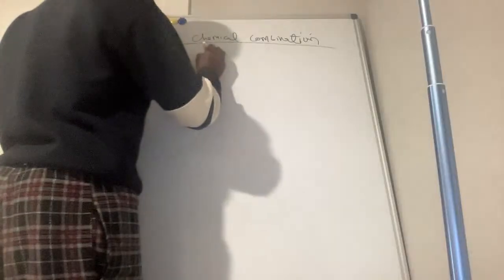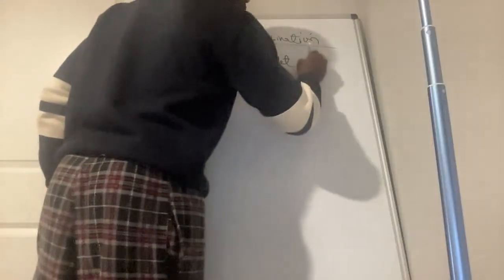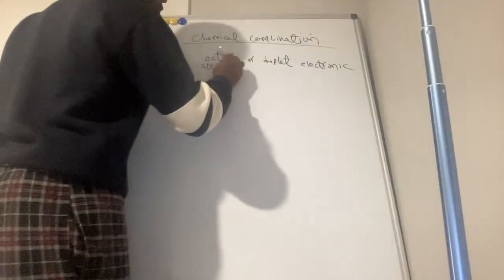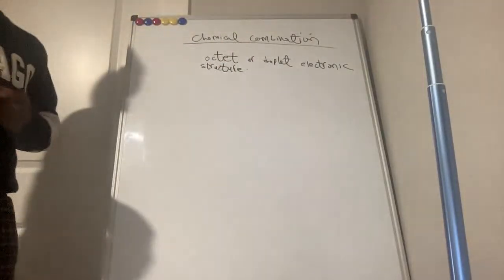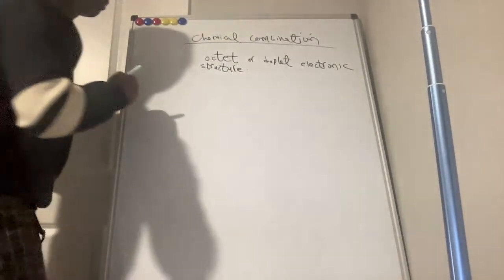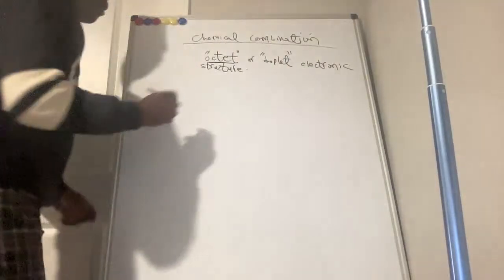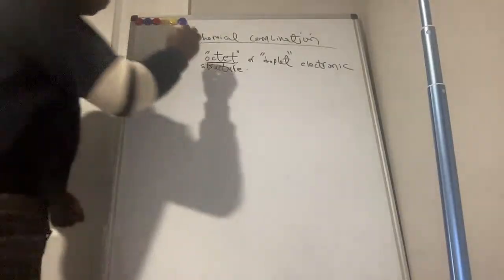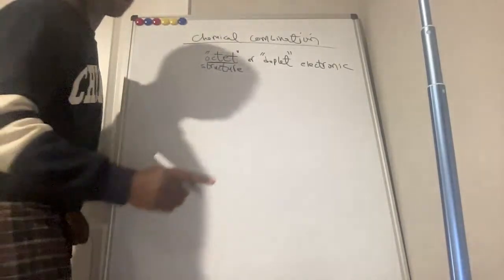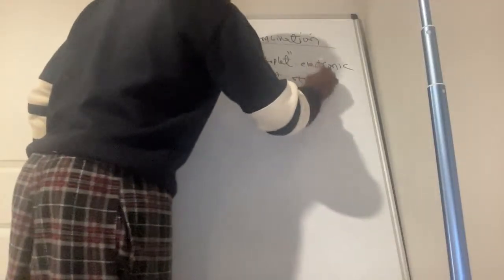Elements combine with each other because they want to attain what we call an octet or duplet electronic structure. This is why elements combine. They want to attain an octet or duplet electronic structure. So the major reason why elements combine is that they want to attain what we call an octet state.